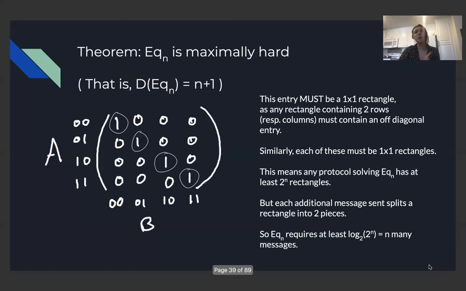OK, so before we move on, because now we're going to switch from deterministic, D for deterministic, to a randomized protocol, do people have questions about any of this?